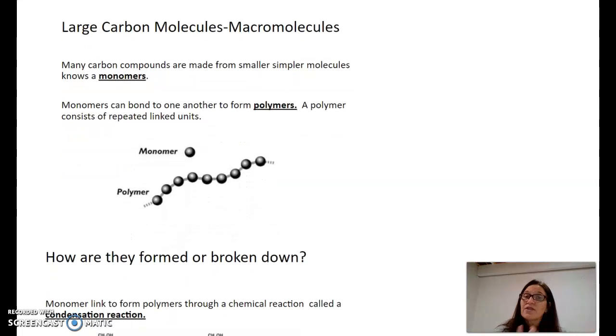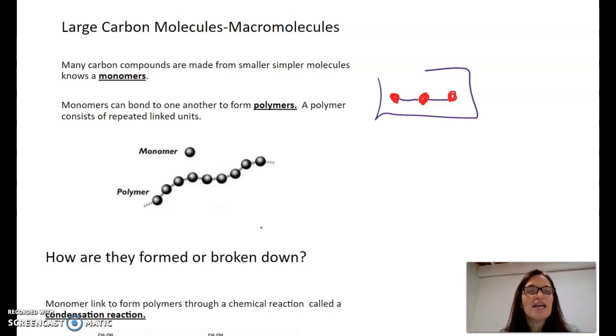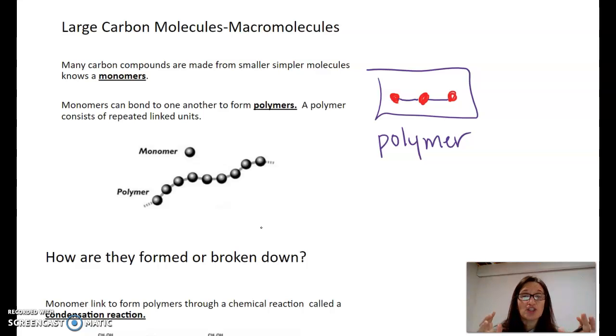Our focus here, though, is this idea of putting atoms together to form large macromolecules. Many carbon compounds are made up of smaller, simpler molecules known as monomers. Monomer is one. One is mono. Monomers can bond with each other to form polymers. So, for example, if I have 1, 2, 3 amino acids, because an amino acid is the monomer of protein, and I bond them together, 1, 2, now I have a larger molecule, which we would call a poly. Poly is many, polymer. The polymer is the bonding together of many small units, called monomers, into a larger unit.